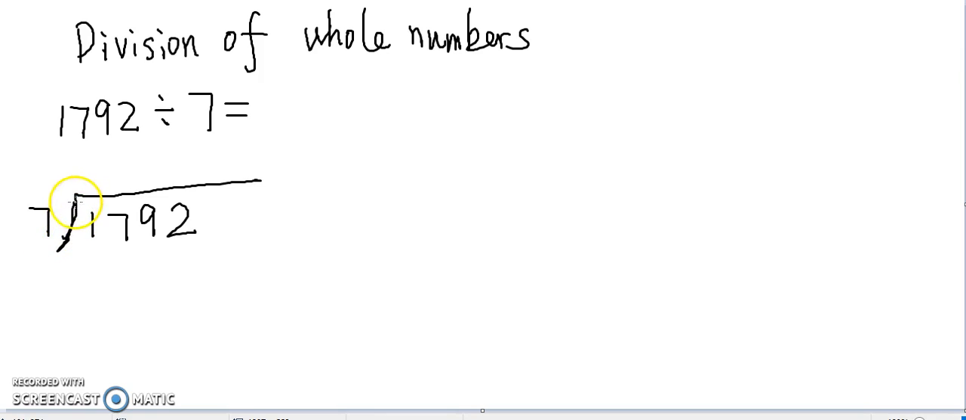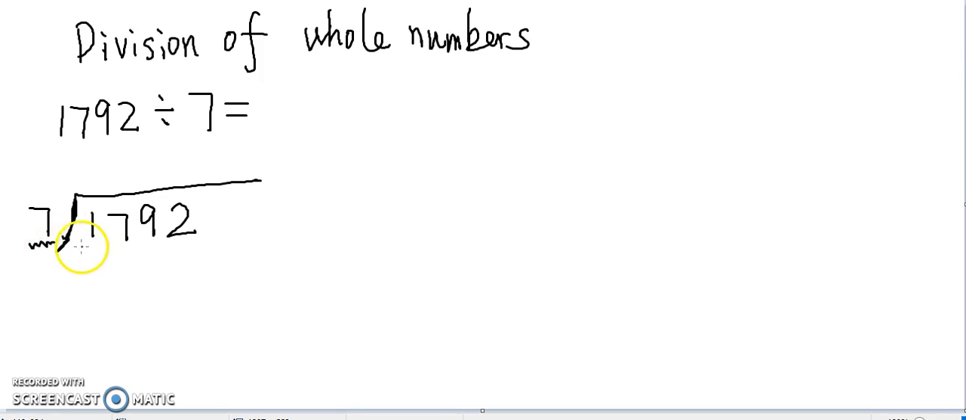You can think of this as you have $1,792 and you're going to divide it equally among 7 people, and how much does each person get. So we want to check 7. When we start doing this, we focus on the number 7.